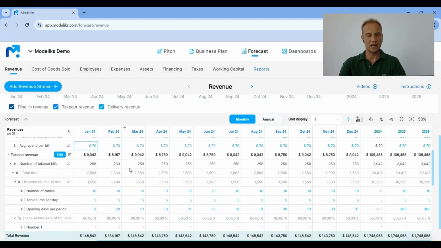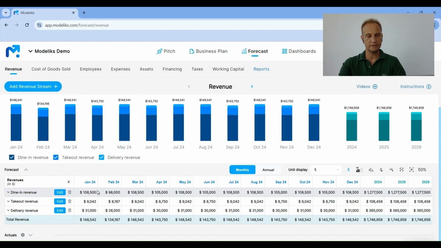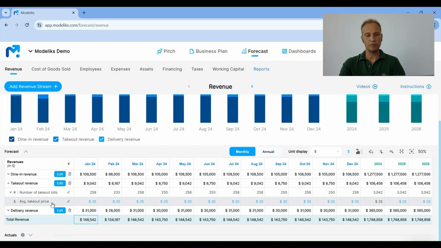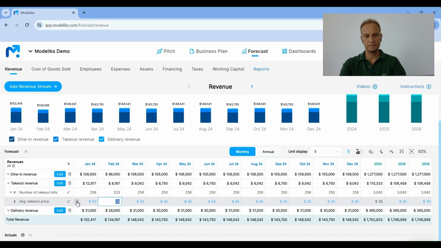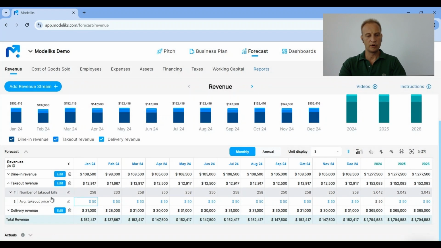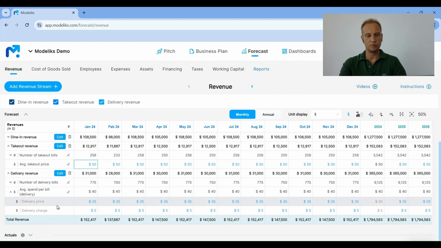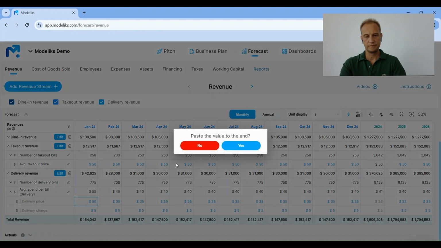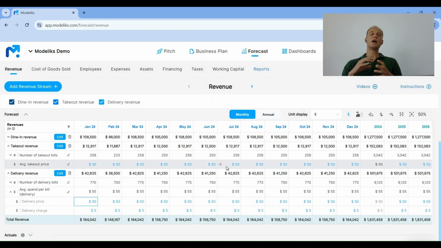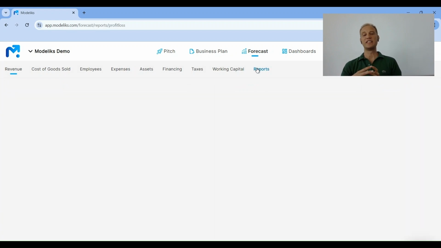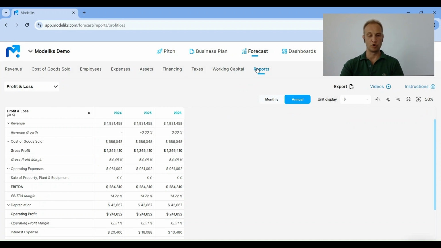and let's look at our takeout revenue assumptions. Average takeout price, we'll increase that to 50. And our delivery revenue price will increase that to 50. You see how Modeliks allows you to just change one assumption and automatically see how that impacts the full financial plan for your business.